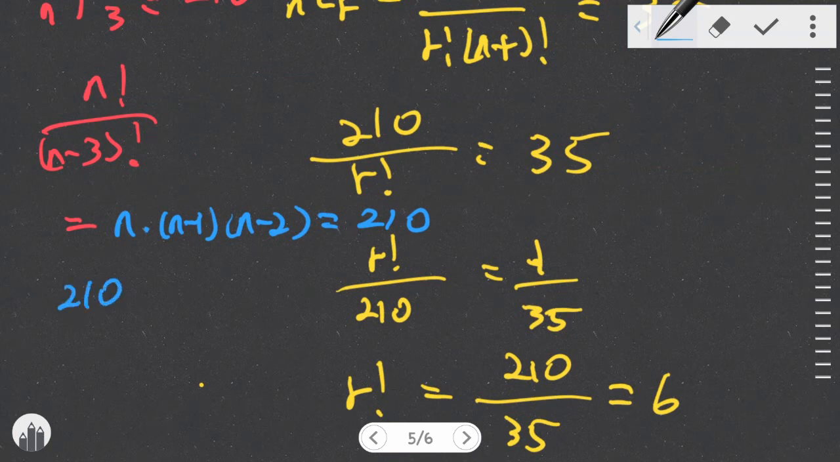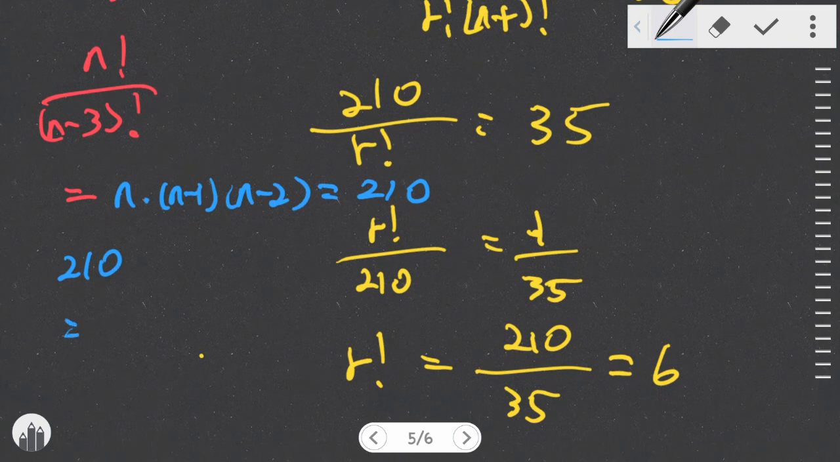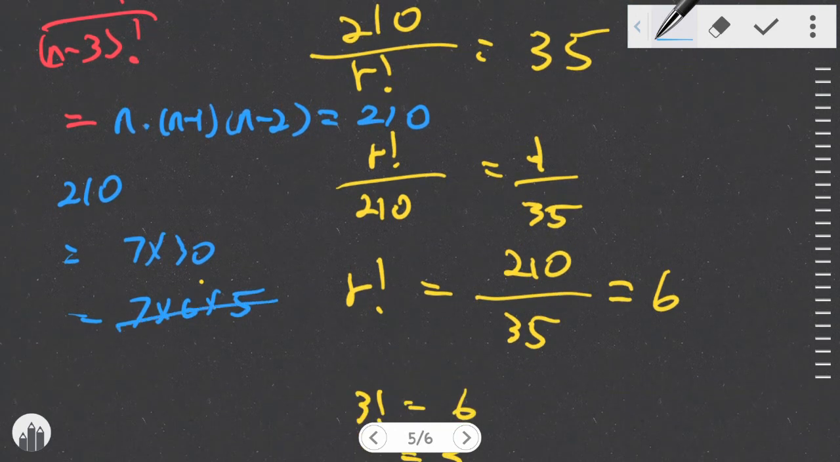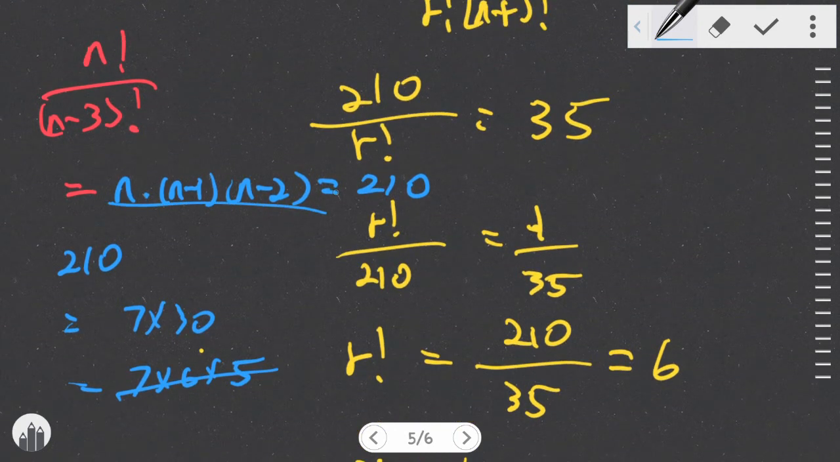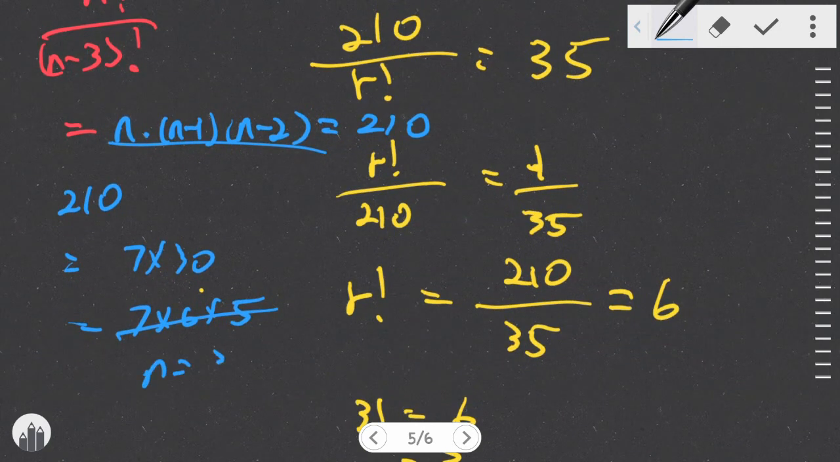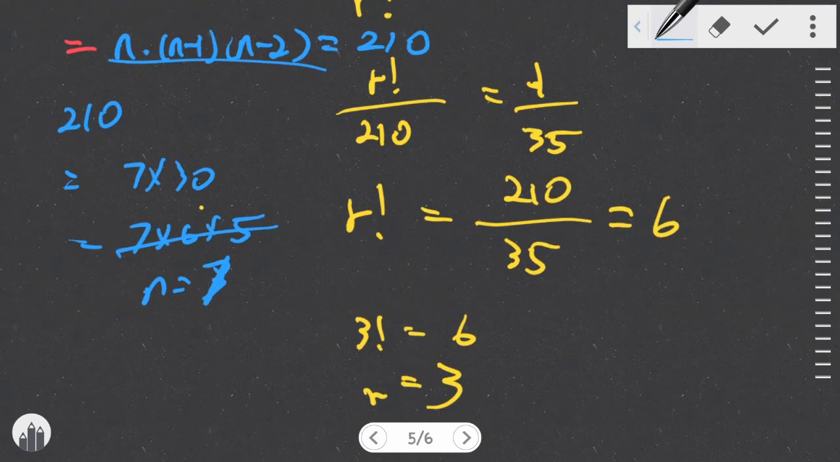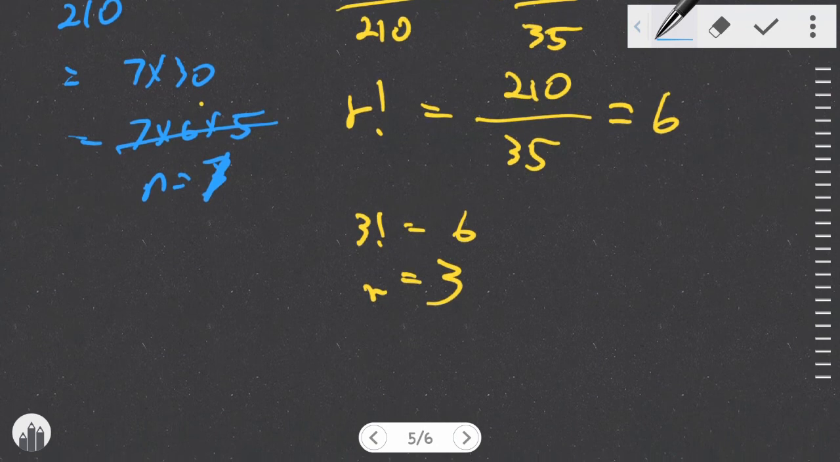210, if you factor it, it becomes 7 times 30, which becomes 7 times 6 times 5. We got the consecutive numbers here, which is what we need from here. So n equals 7. We got the n and the r here. So n plus r equals 10.